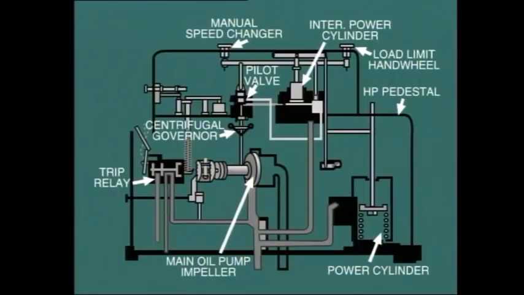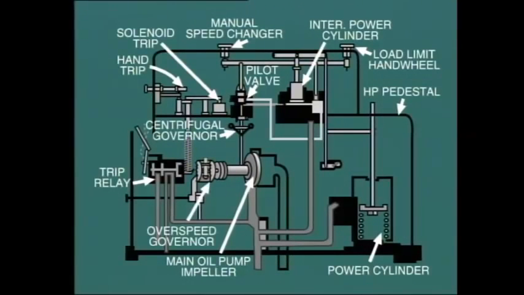We can also see several devices which actuate the trip valve, such as the hand trip, the solenoid trip, and the overspeed trip. Now at this point, let's take a break and then we'll come back and look at a typical turbine startup. For now, please switch off the tape and review this material in your workbook.